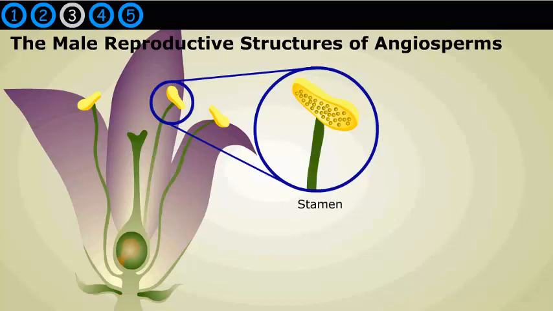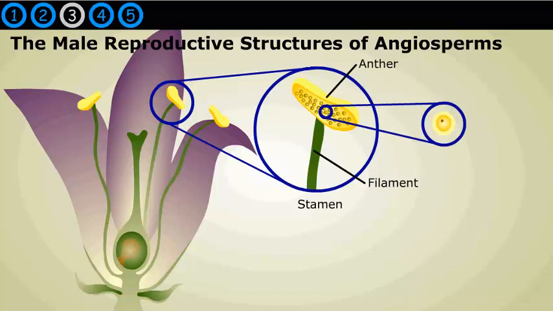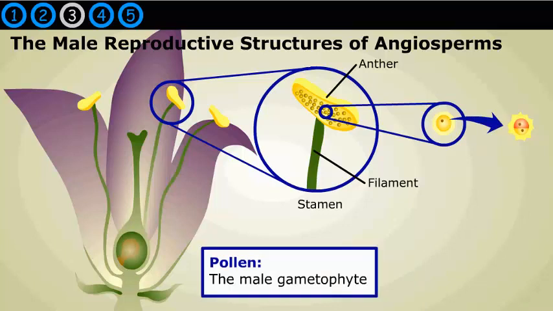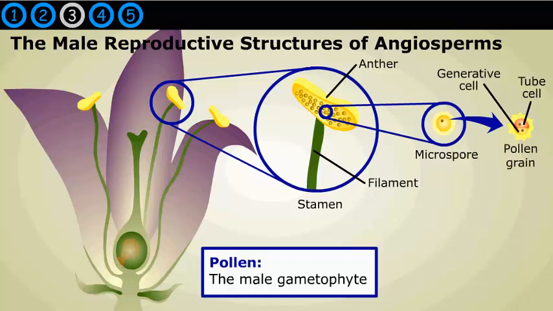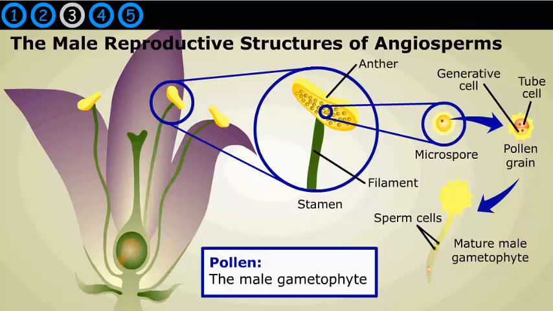The male reproductive organ is the stamen. Each stamen is made up of the anther and the filament. The anther contains the cells that develop into the male gametophytes, or pollen. Pollen is formed when cells within the anther undergo meiosis to form haploid microspores. Each microspore divides by mitosis to form two cell types, a generative cell and a tube cell. A wall forms around these two cells, completing the pollen grain. Sperm cells form from the generative cell.